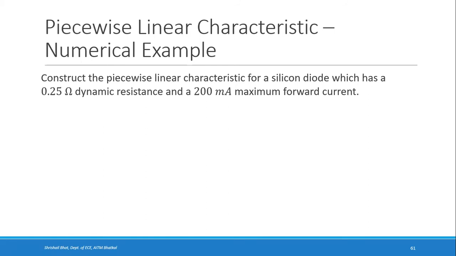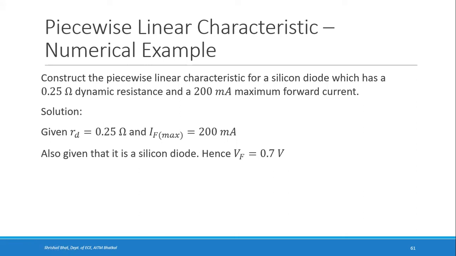So with these values, can you draw the piecewise linear characteristic? Just write the given things. RD is 0.25 ohms. Maximum forward current, you can take it as IF max, that is 200 milliamps. It is also given that it is a silicon diode, so VF is equal to 0.7 volts. With this, can you draw it? What are the steps to draw the piecewise linear characteristic?